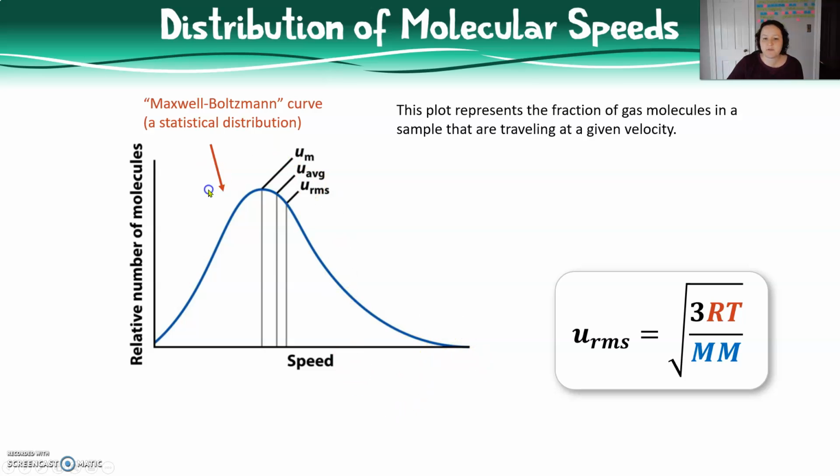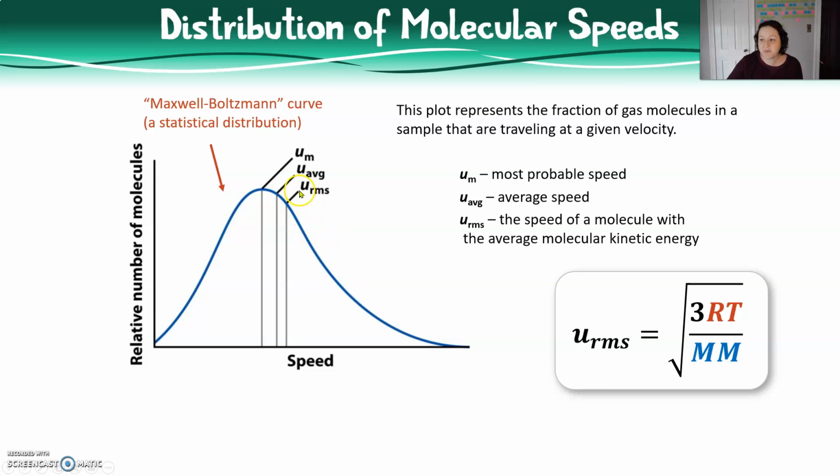But the majority of the molecules fall at this maximum point on the curve, which gives the most probable speed, or UM. The average speed, U average, is shifted a bit to the right of the most probable speed because the distribution is not perfectly Gaussian, which means that it has a longer tail at these higher speeds. And so that shifts the average slightly higher than the maximum. Now, the root mean square speed, URMS, or velocity, is shifted a bit to the right of the average speed because it represents the speed of a molecule with average molecular kinetic energy, which just happens to be a bit mathematically different from the average speed.